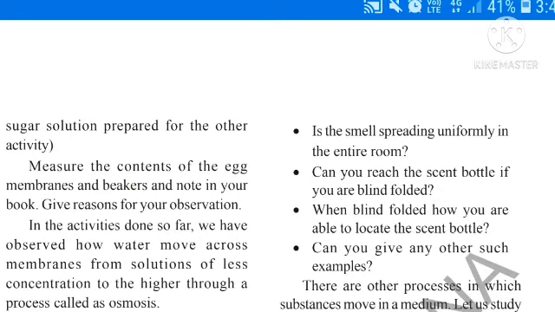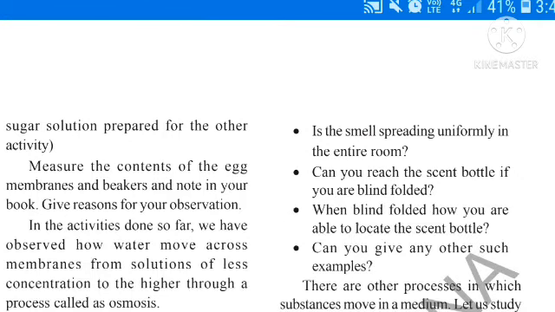Next, how do we feel when its smell spreads in the entire room? If it is a good smell, we feel very happy. Next, how does the smell spread in the entire room? By the diffusion process. Remember, it is very important. Activities are there. I will discuss them with you later.